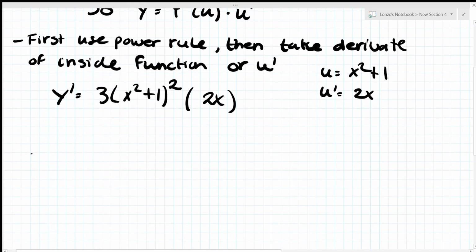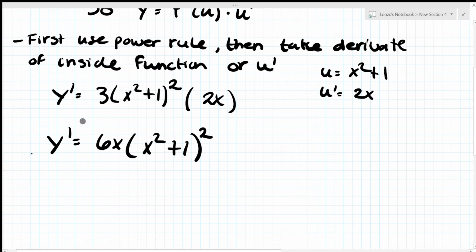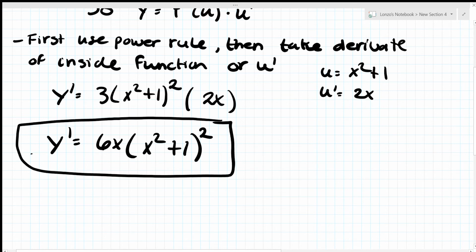And when you simplify it all out, you get y prime equals 6x times x squared plus 1. And then don't forget to square this. So this is your final answer. So yeah, for this one, it's a simple one. I just had to use the power rule. And then I know that my u is x squared plus 1, and then I took the derivative of that, and then clean it up, and this is how I got that one.